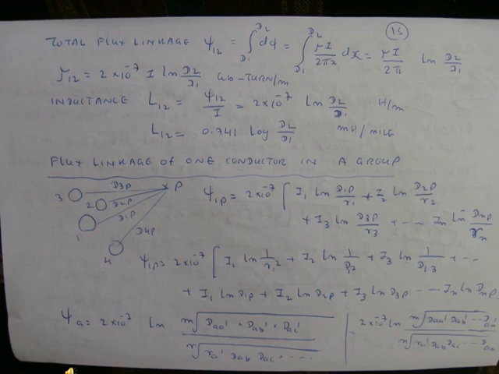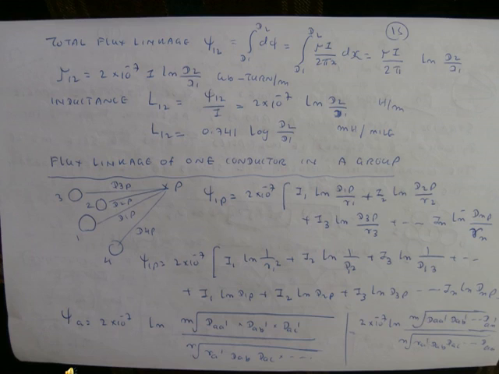So the inductance is 2 multiplied by 10 power minus 7 ln of the GMD by GMR, where the GMD is the nth root of DAA dash times DAB times DAC, up to DAN. The geometric mean distance, the GMD, is equal to the nth root of D1, D2, D3, up to DN.